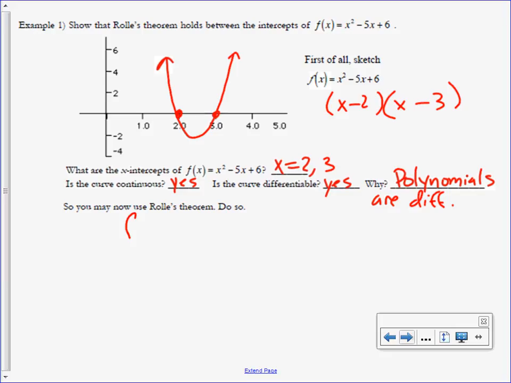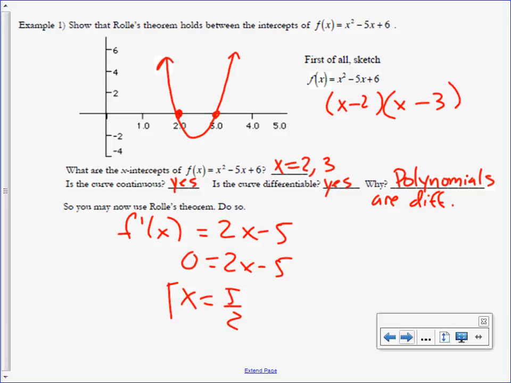Here we go. So f prime of x is equal to the derivative of the original equation. Then you set that equal to 0. So 0 is equal to 2x minus 5. X equals 5 over 2.